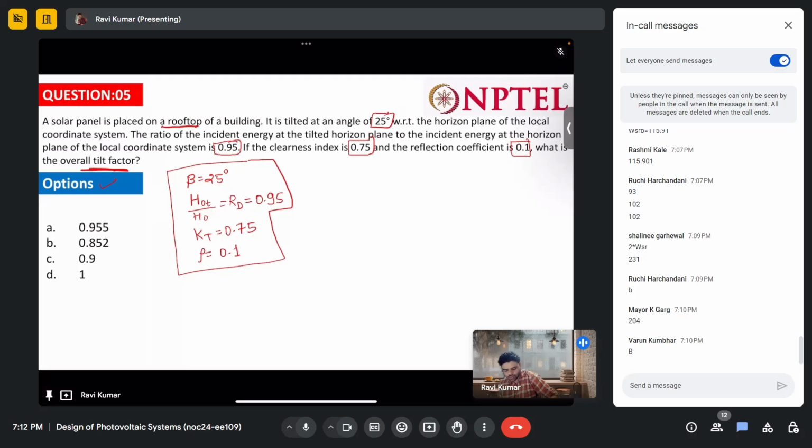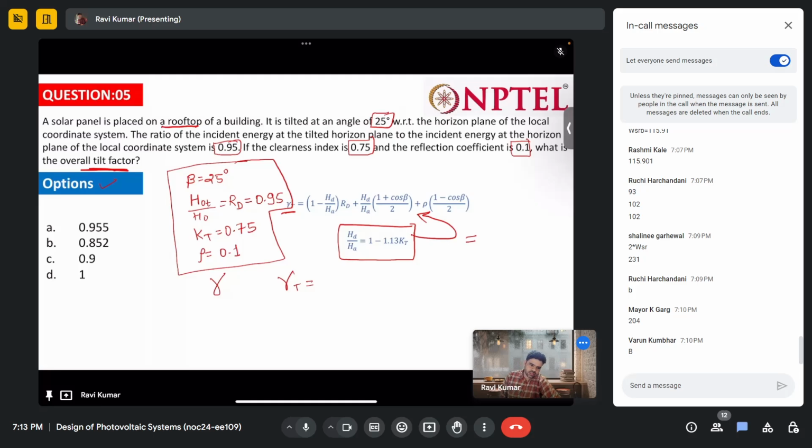You need to calculate the overall tilt factor, which is defined by gamma. You might need a formula for this, and this is the formula. Omega t will be (1 minus hd by ha) into rd, plus hd by ha into (1 plus cos beta) by 2, plus rho into (1 minus cos beta) by 2. First calculate this hd by ha from here, then put it back here, put the values and calculate omega t. What is the value of hd by ha? Give me the answer.